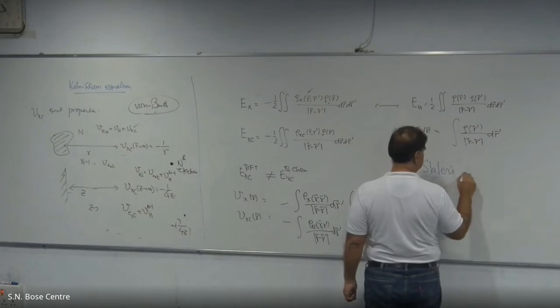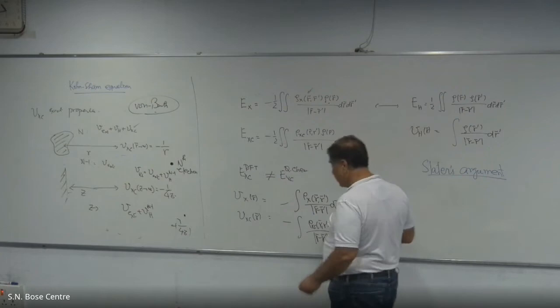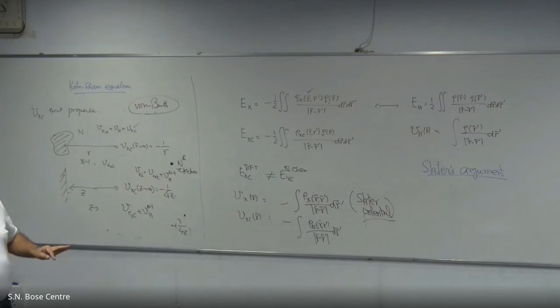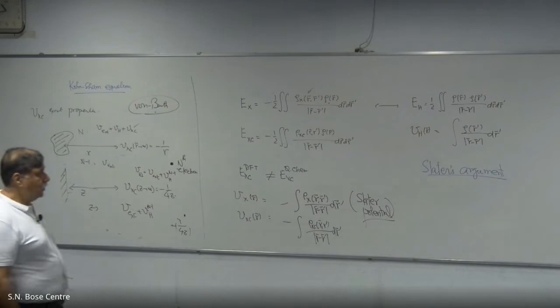I'm going over these. These are watershed moments in the development of the theory, not just EFT, but in the development of many-body theory. Slater did this in the context of Hartree-Fock. So what did Slater say? Slater said that the exchange part is what?